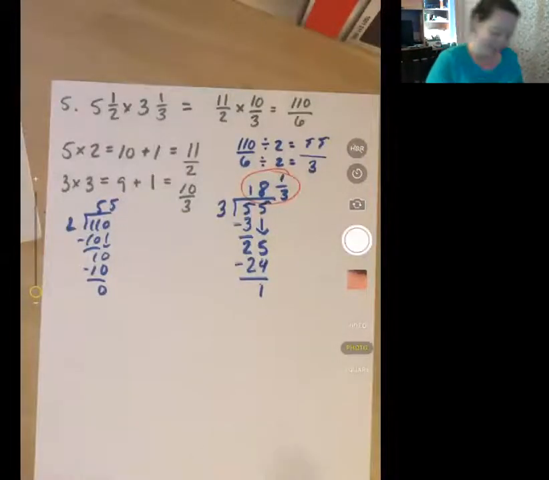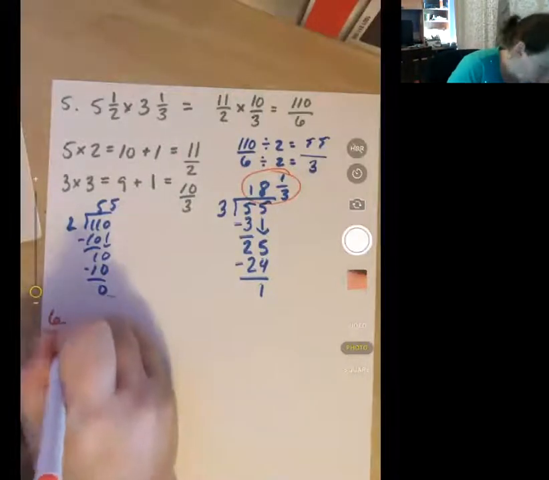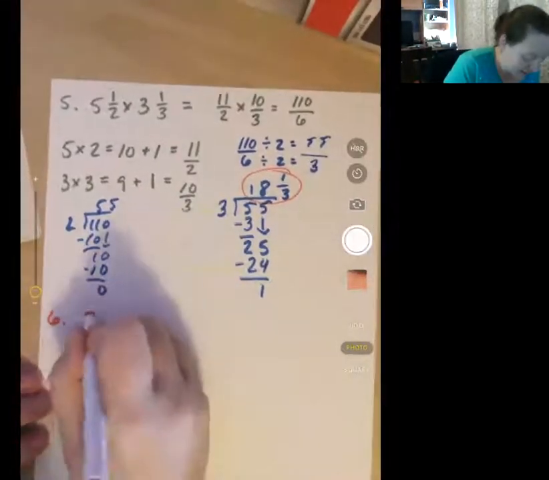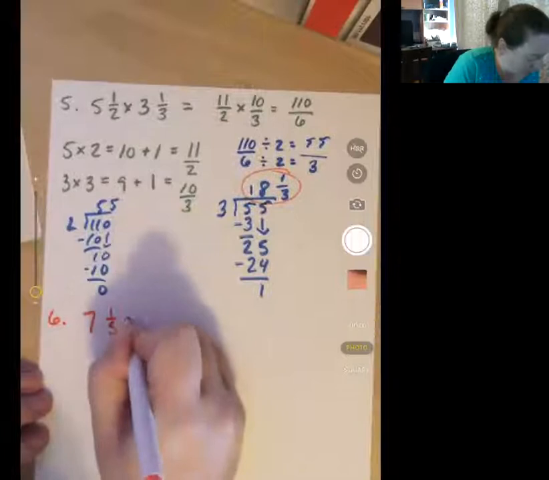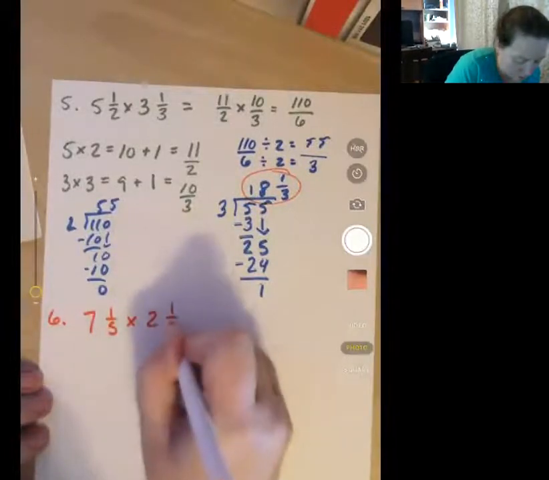Let's try number 6. Number 6 says 7 1/5 times 2 1/6.